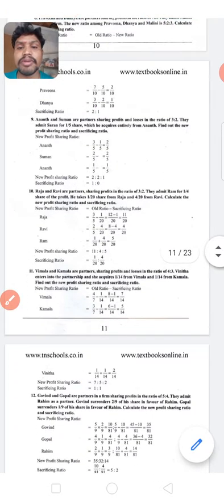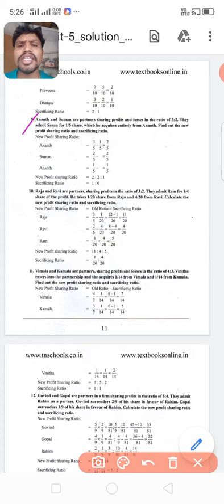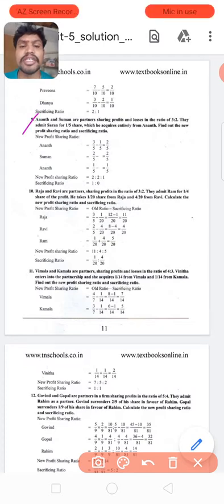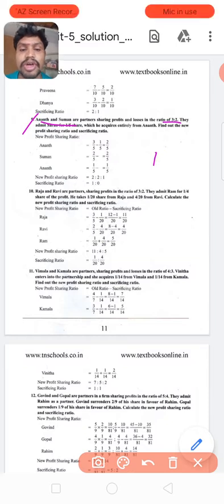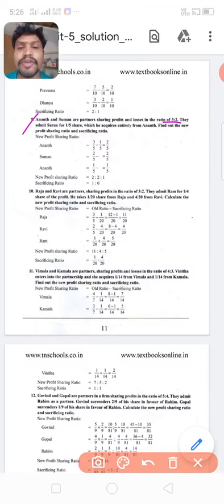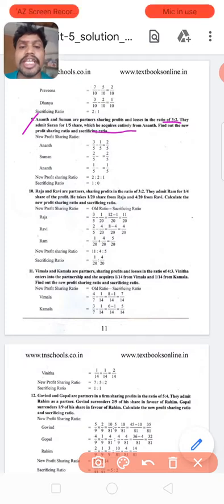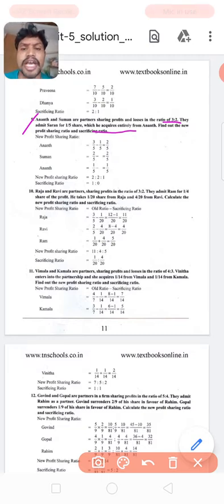In the ninth problem, you can see that Anand and Suman are partners. They are sharing the profit and loss in the ratio of 3:2. So they are the old partners. Old partners are Anand and Suman, right? They admit Saran as a new partner in the ratio of 1 by 5, which he acquires entirely from Anand. So Saran acquires from Anand only. Anand sacrificed his share to Saran, right?